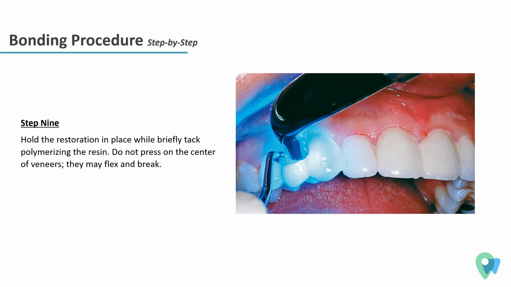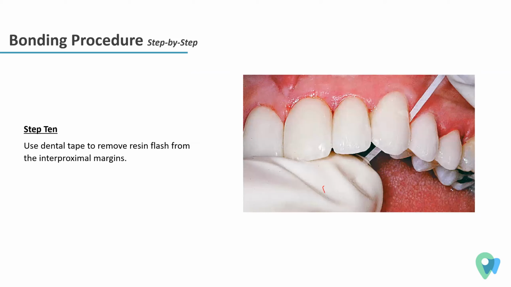Step 9. Hold the restoration in place while briefly pre-polymerizing the resin. Do not press on the center of veneers, they may flex and break. Use dental tape to remove resin flash from the interproximal margins.